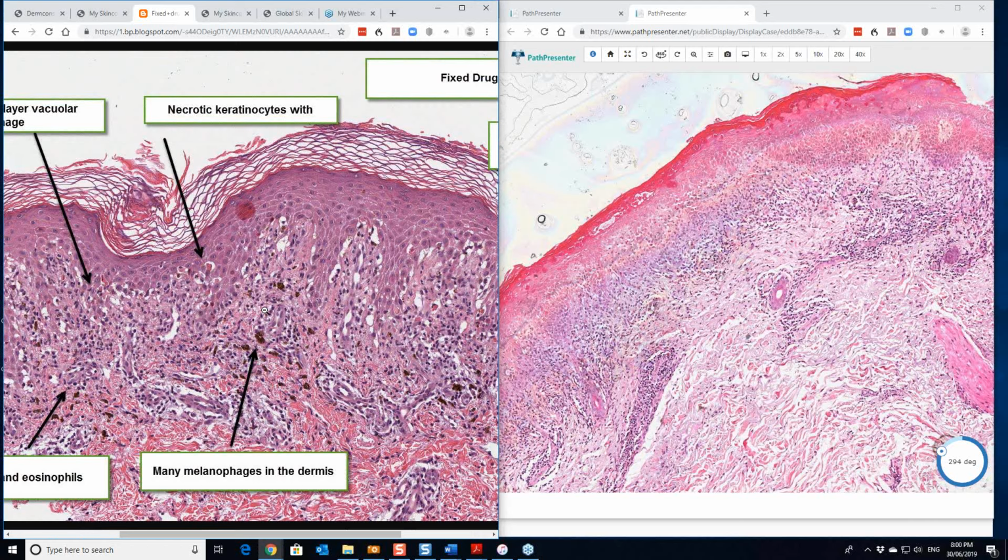Interface, and not as much of a lichenoid infiltrate as you'd see in, say, lichen planus, but still quite a florid lichenoid infiltrate. So that's how there's an overlap between lichenoid and interface vacuolar damage.